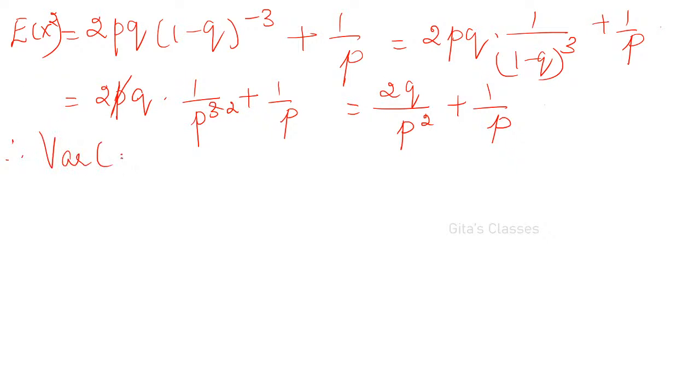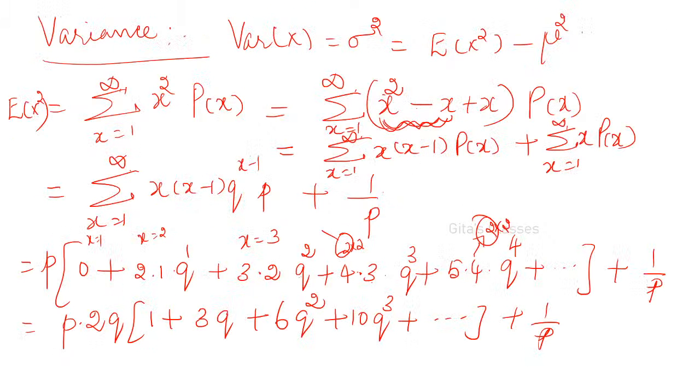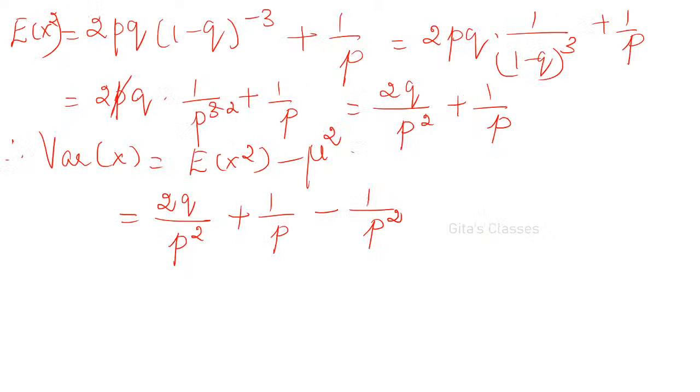Therefore, variance of x is equal to what? E of x squared minus mu squared. Okay. So E of x squared minus mu squared. So 2q by p squared plus 1 by p minus, 1 by p is our mu, we know. Therefore, it is minus 1 by p squared. Yes. So you take LCM as p squared. You will get p squared in the denominator. And here you have 2q as it is, and plus p, then minus 1.